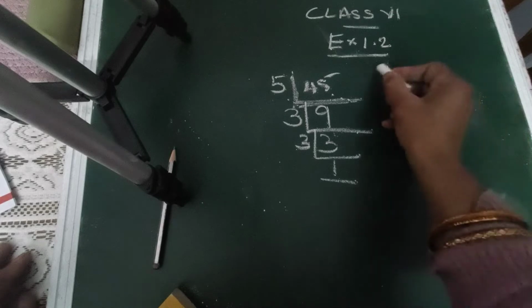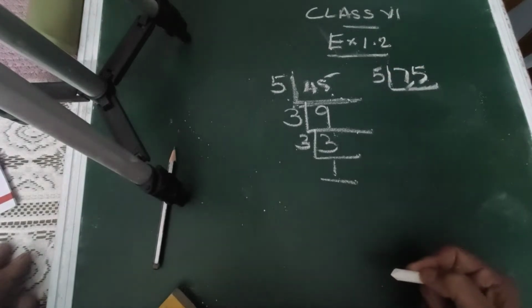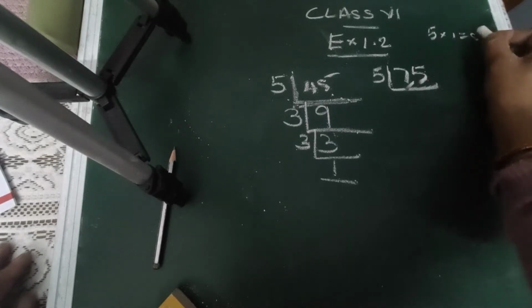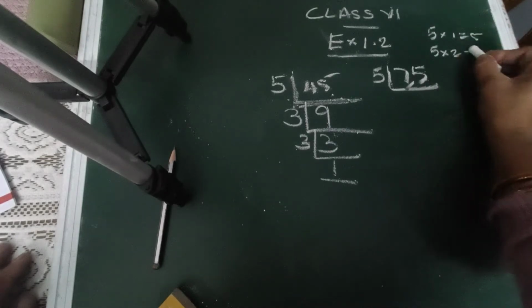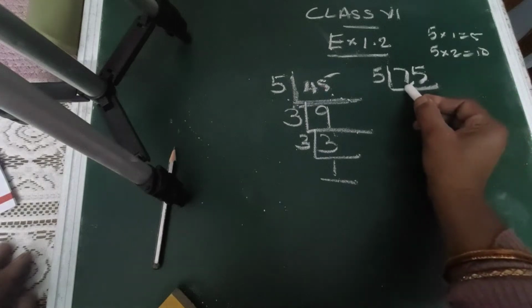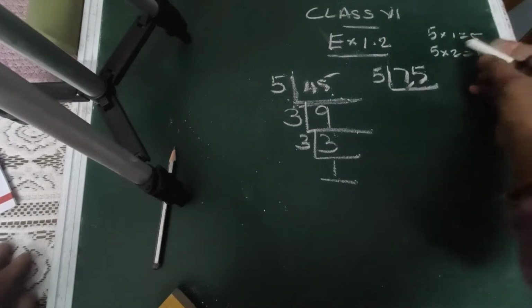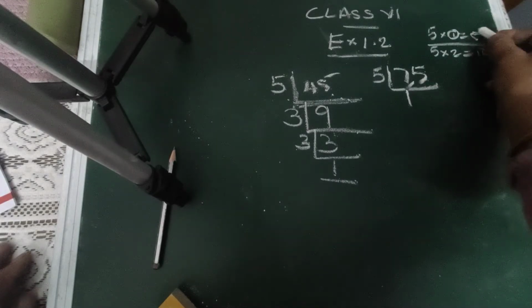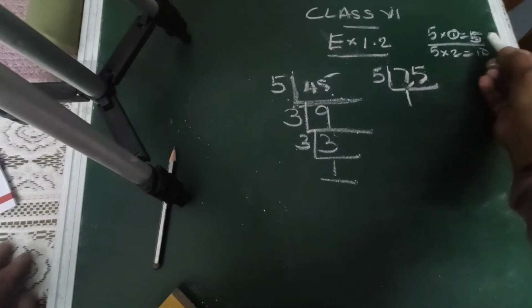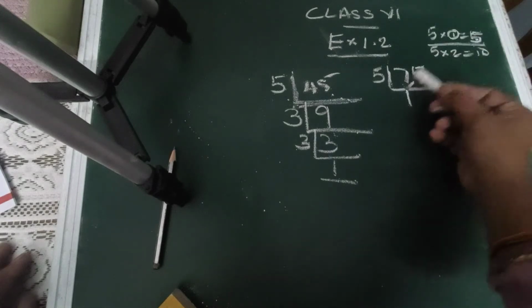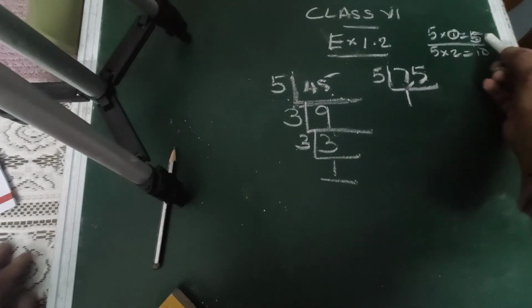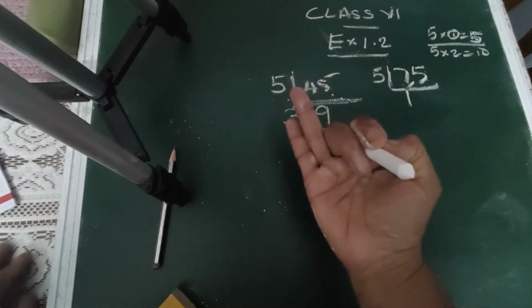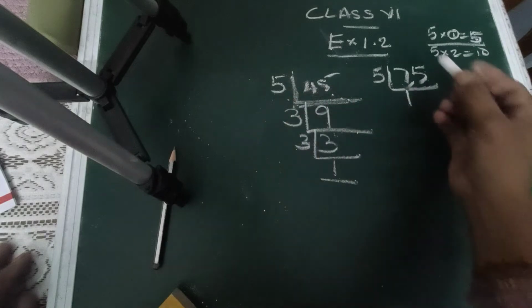Now take up 75. Same thing, ends with 5, divide by 5. Till 7 comes 5 tables. We have 5 1s are 5 and 5 2s are 10. Which is less than 7? 5 is less than 7. So this one is the quotient for us. But here we have 5 and here we have 7. So there is a remainder. These two numbers are not the same. What is the remainder? After 5, count till 7. After 5, 6 and 7. 2 is the remainder.